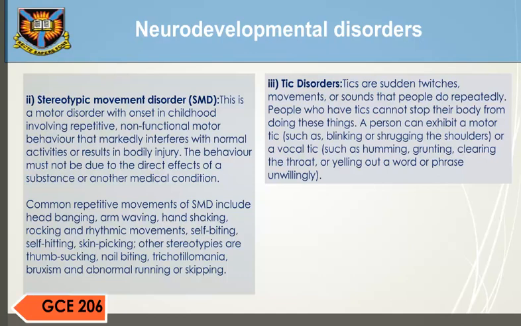3. Tic disorders. Tics are sudden twitches, movements or sounds that people do repeatedly. People who have tics cannot stop their body from doing such things. A person can exhibit a motor tic, such as blinking or shrugging the shoulders, or a vocal tic, such as humming, grunting, clearing the throat, or yelling out a word or phrase unwillingly.